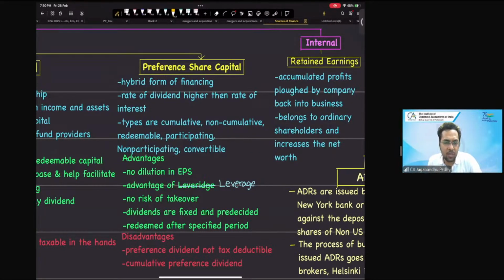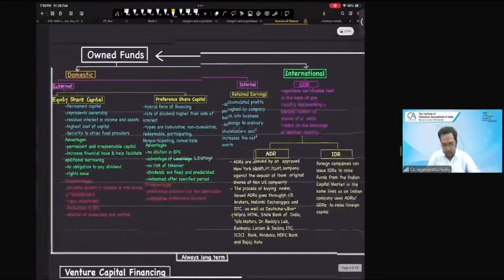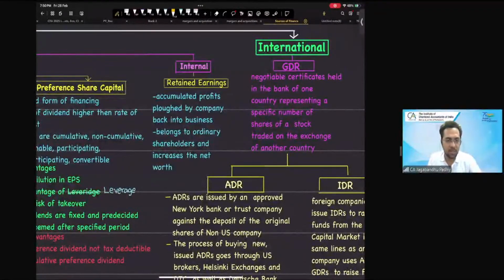It's not a disadvantage for the company, it's a disadvantage for the shareholder. Okay. Now, internal sources: preference dividend is not tax deductible. Interest is allowed as a tax expenditure. When you pay preference dividend, it is treated as a distribution of capital or drawings, and therefore it's not allowed as a deduction. It's not treated as an expenditure in tax language.